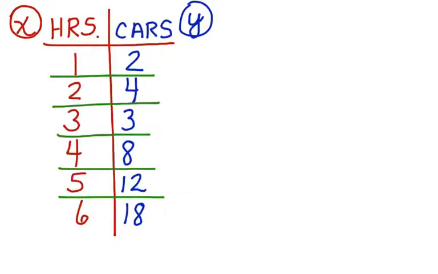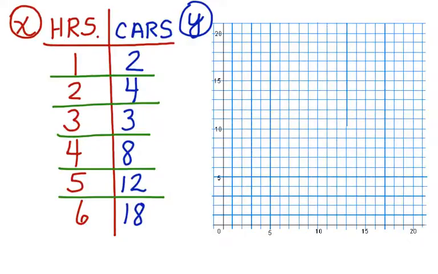Now let's graph this data. And then we'll find the line of best fit. Here's our grid. Now we're going to put the hours here on the x-axis, and we're going to put the cars here on the y. Let's graph the first one. In the first hour, there were 2 cars.